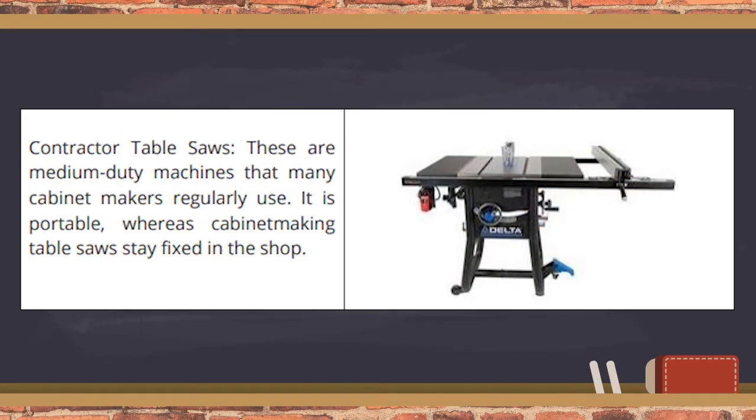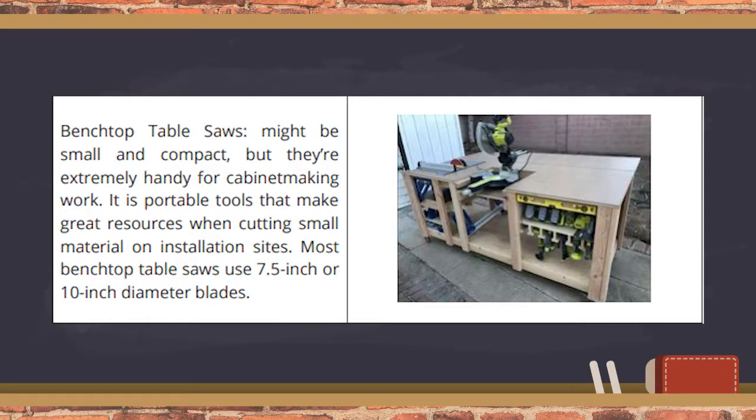Contractor table saws. These are medium duty machines that many cabinet makers regularly use. They are portable, whereas cabinet making table saws stay fixed in the shop. Benchtop table saws might be small and compact, but they're extremely handy for cabinet making work. They are portable tools that make great resources when cutting small material on installation sites.